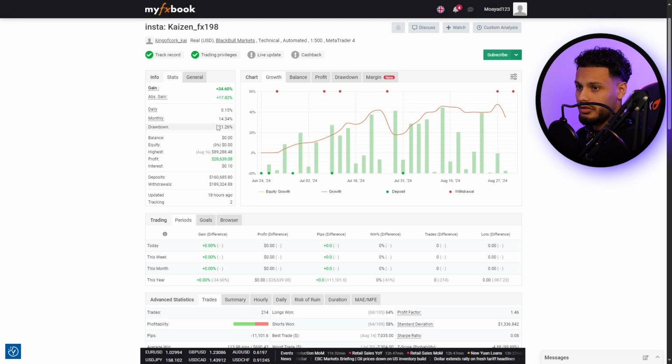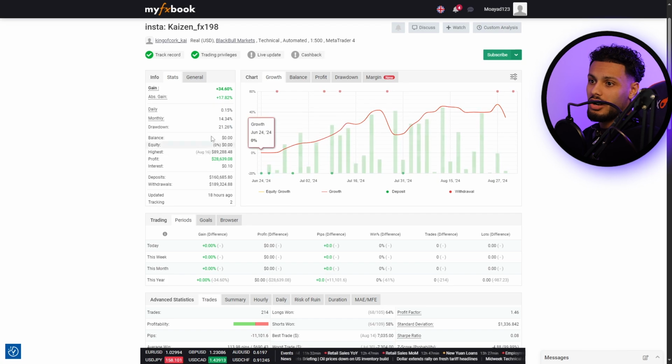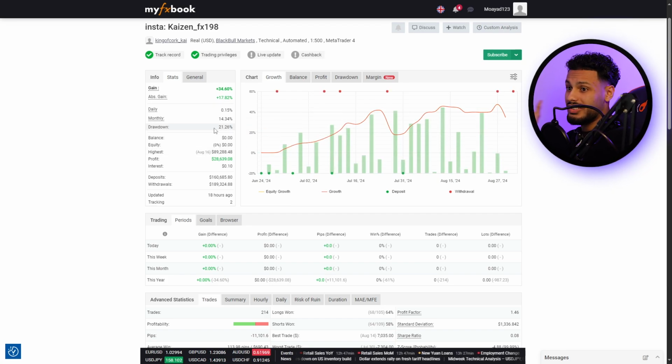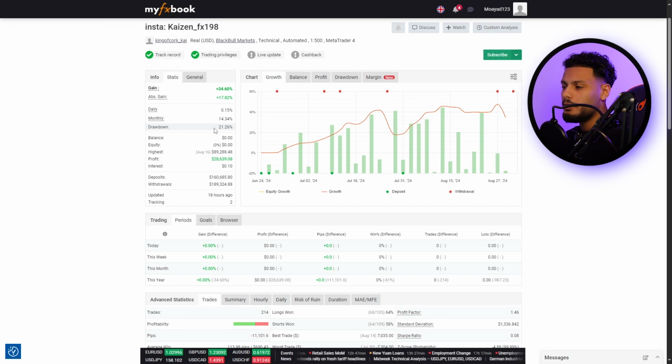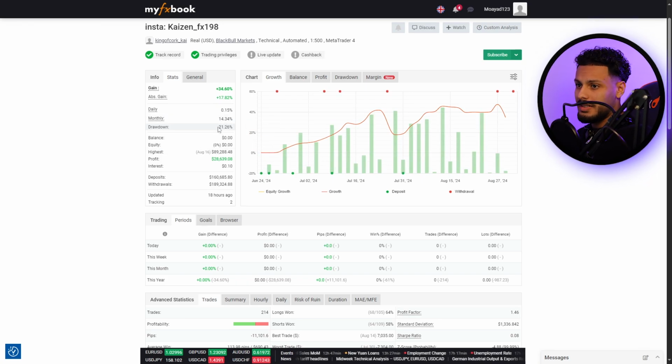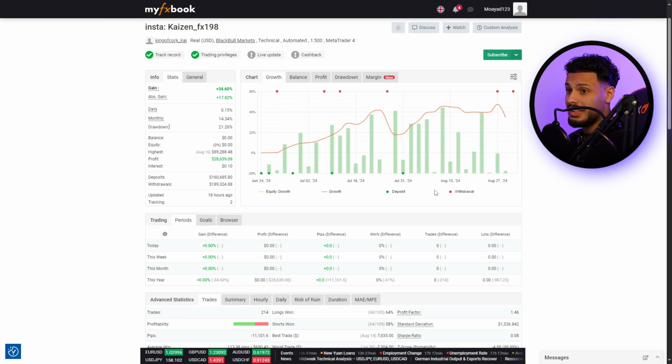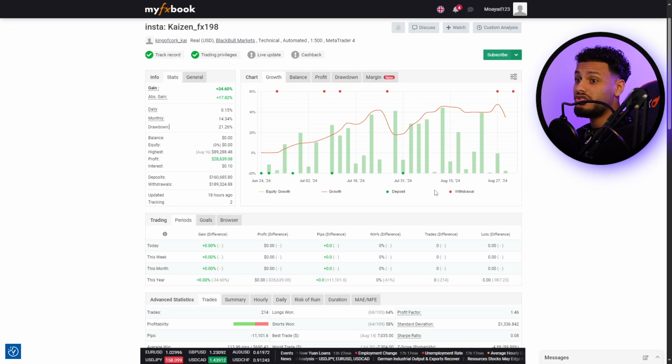What does drawdown mean? Drawdown essentially means that at one point your account had a floating P&L of a minus 21%, for example. So on a 100K account, at one point, his account was at a minus of, let's say, for example, 20,000 on a 100K account, right? So this is what drawdown means, and usually will give you a good insight into how risky a strategy is.